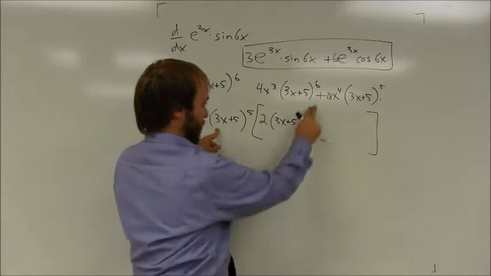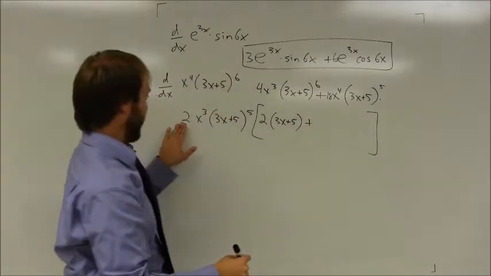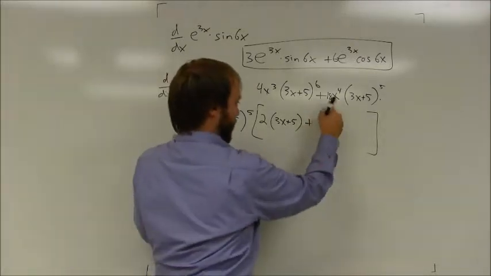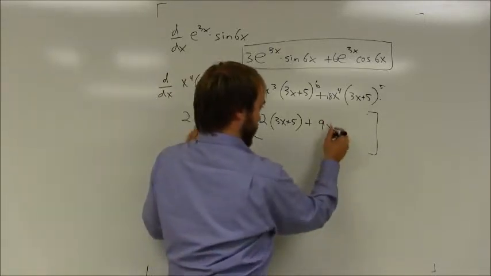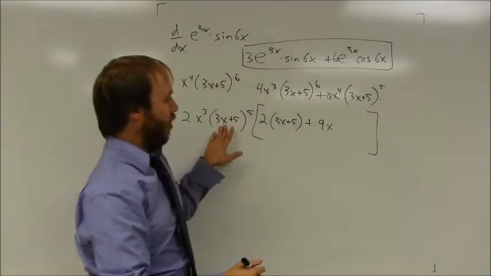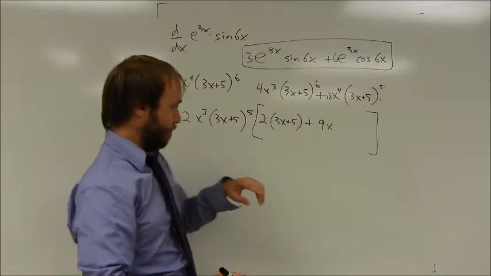Okay? Now for the second term, I have a plus here. Going back here, I divided out a 2. That leaves me with 9. I divided out 3 x's. That leaves me with 1. And then I divided out all of those 3x plus 5s.